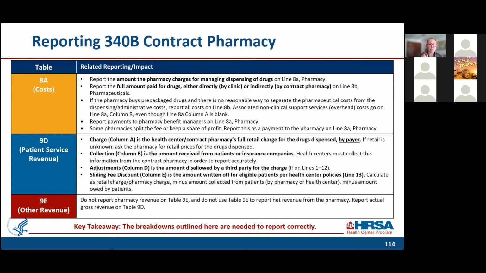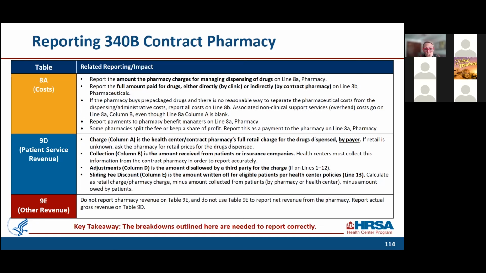Then on to table 9D, patient service revenue. The charge reported in column A is the health center or contract pharmacy's full retail charge for the drugs dispensed, reported by payer. If retail is unknown, ask the pharmacy for retail prices for the drugs dispensed. The collection section reported in column B is the amount received from patients or insurance companies. Health centers must collect this information from the contract pharmacy in order to report accurately.